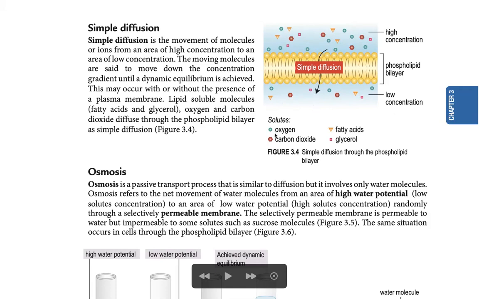Same goes for oxygen. Oxygen can travel from a higher concentration to a lower concentration across the phospholipid bilayer. And then we can say that the moving molecules are said to move down the concentration gradient until dynamic equilibrium is achieved. Down the concentration gradient means, you look here, the concentration is high, here the concentration is low. So from high to low is down. Down concentration. And this will happen until dynamic equilibrium is achieved.